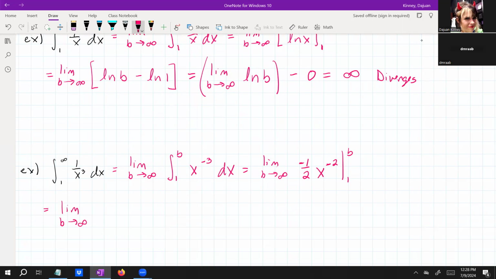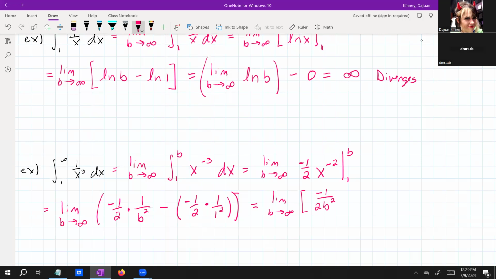Alrighty, so plug in b, I get negative 1/2 times 1 over b squared minus negative 1/2 times 1 over 1 squared. That is a mess. Okay, multiply here, I get negative 1 over 2b squared. That's fine. All right, I have a double negative. This is just going to turn into plus 1/2.